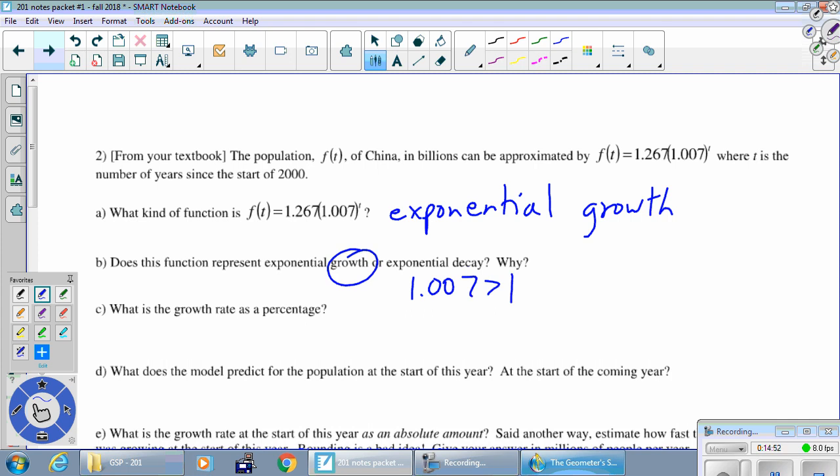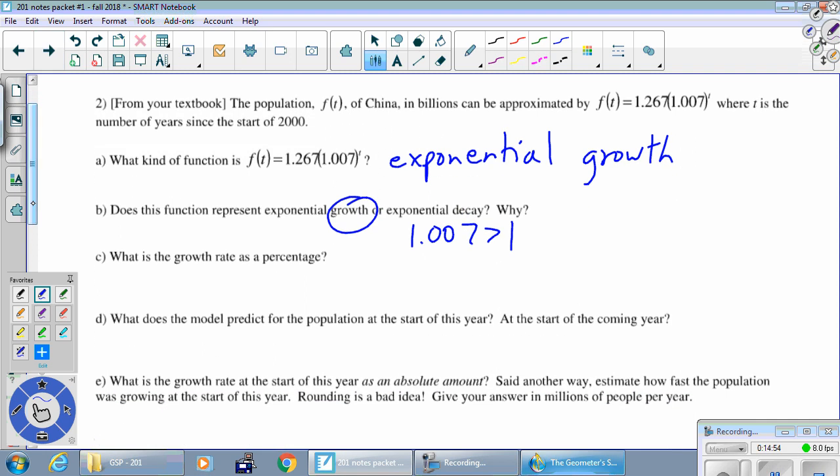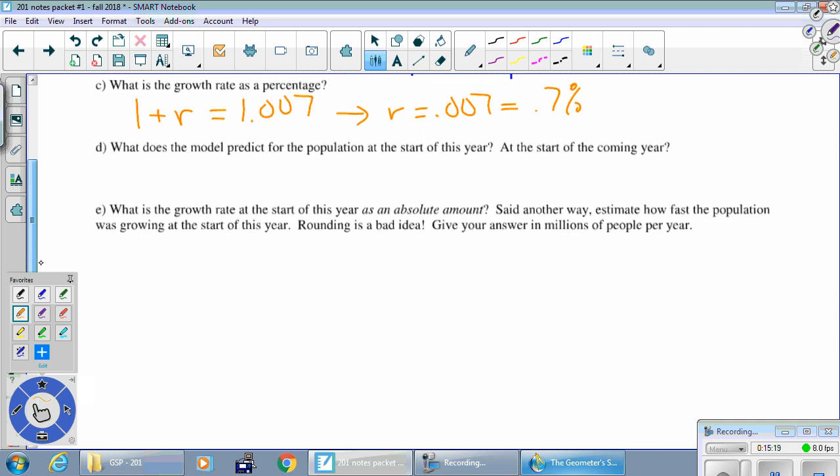Okay, what is the growth rate as a percentage? So the growth rate, remember the growth rate is really just the r value inside the parentheses. And so 1 plus the growth rate is 1.007. So that means that the rate is 0.007, which as a percentage is 0.7%. So 0.7% per year, that is the rate of growth of this population.